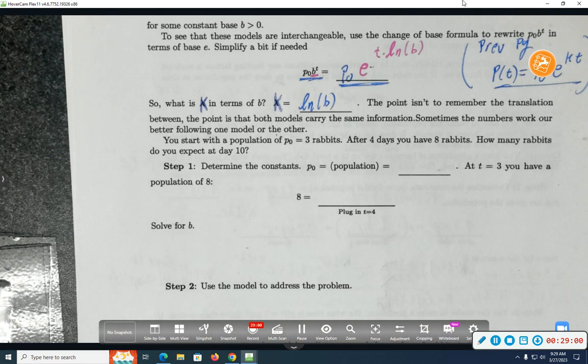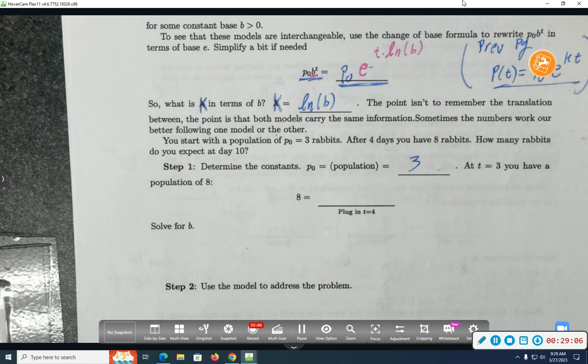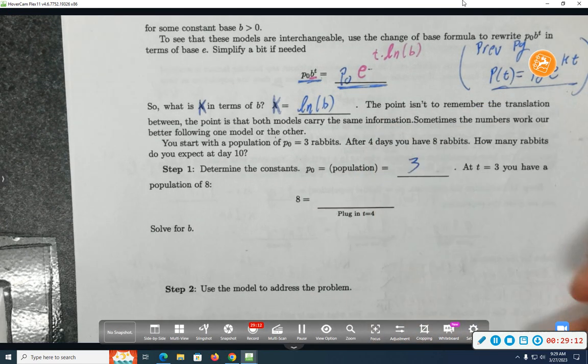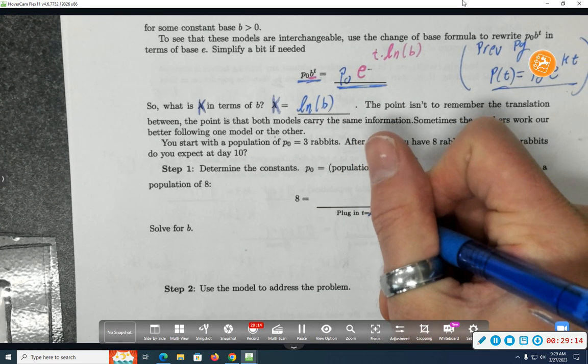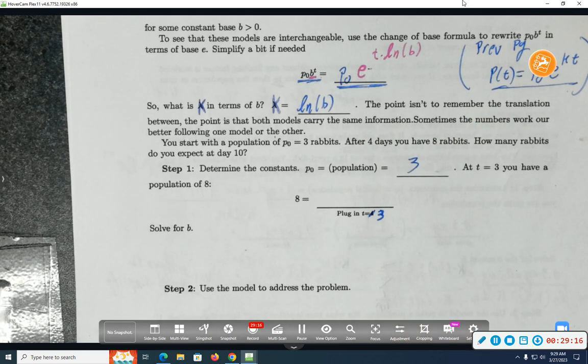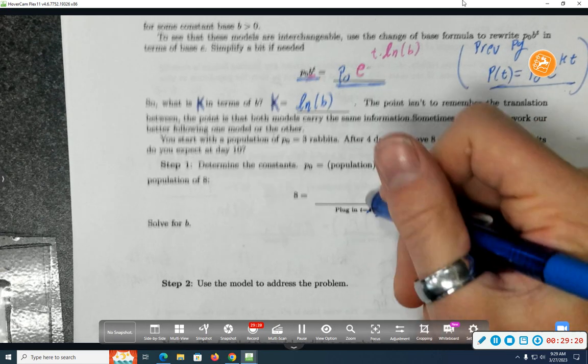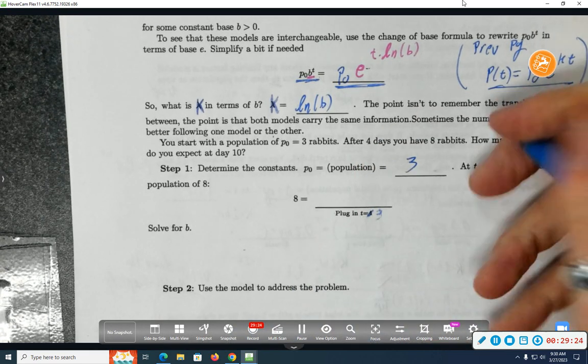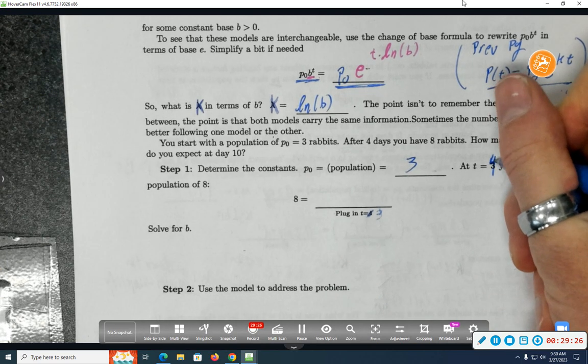So let's start by determining the constants. What's the initial population? 3 rabbits. After 3 days, there's a population of 8 rabbits. So I can use this model plugging in t equals 3. No, wait. After 4 days, you have 8 rabbits.